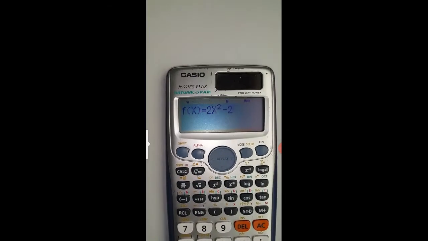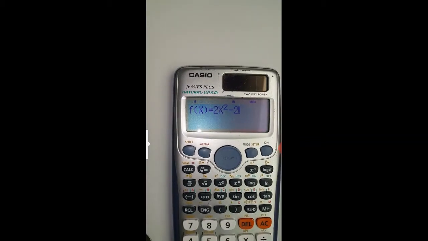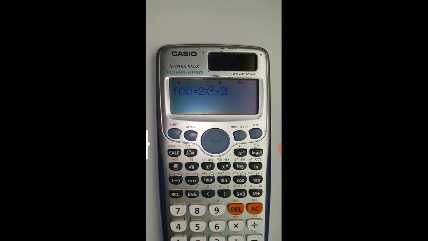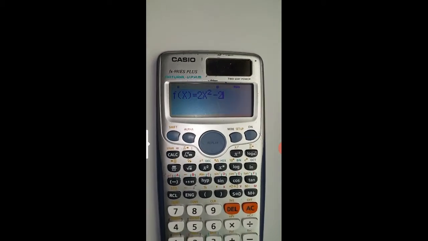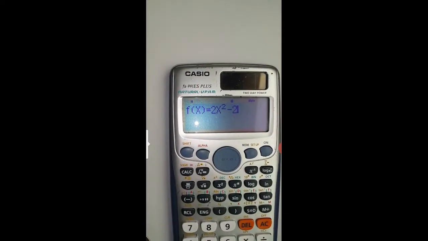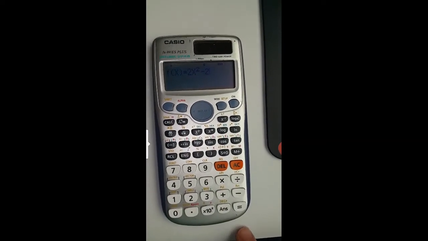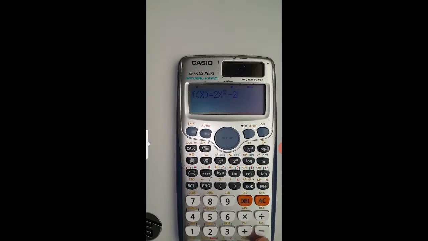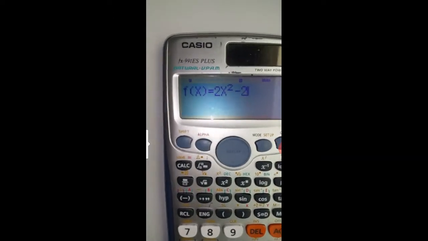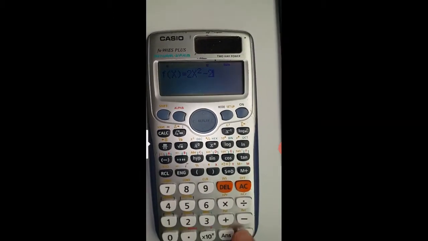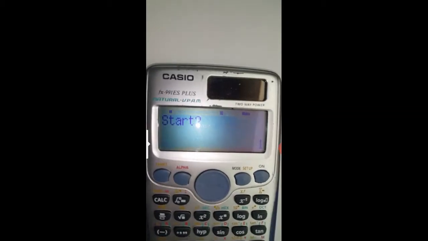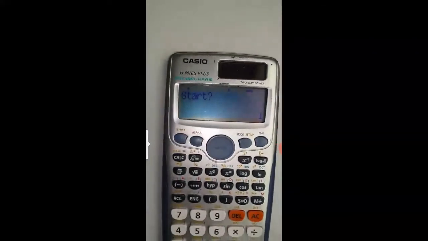Now how do I enter x values? I know my x values start from negative 2 and stop at 2, according to what I determined at the beginning. The equal sign works like a confirmation or enter button on the computer. So you hit equal, and now the calculator suggests to start from 1.